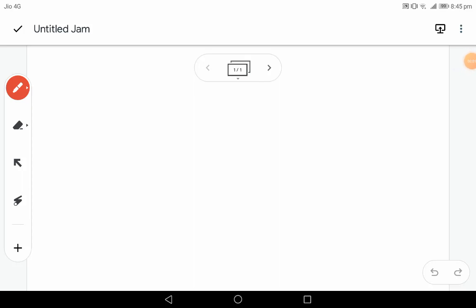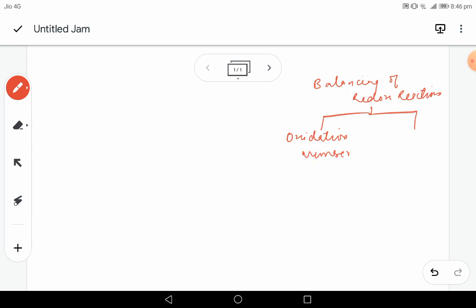Hello everyone. So today I am going to discuss the balancing of redox reactions. Before I start, one thing should be clear to all of us: there are two ways of balancing a redox reaction. The first method is called the oxidation number method, and the second method is called the ion electron method, which is also called the half reaction method. In today's video I am going to discuss the second method, the ion electron method.